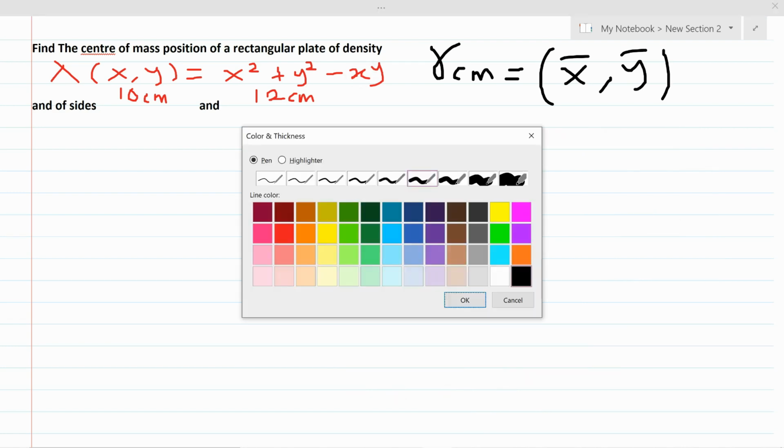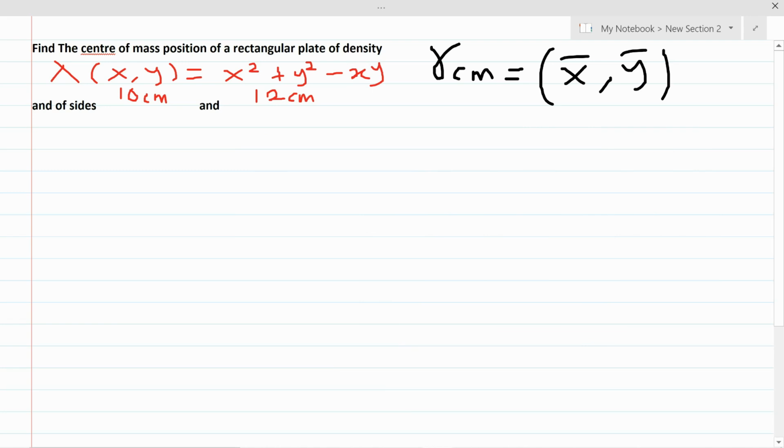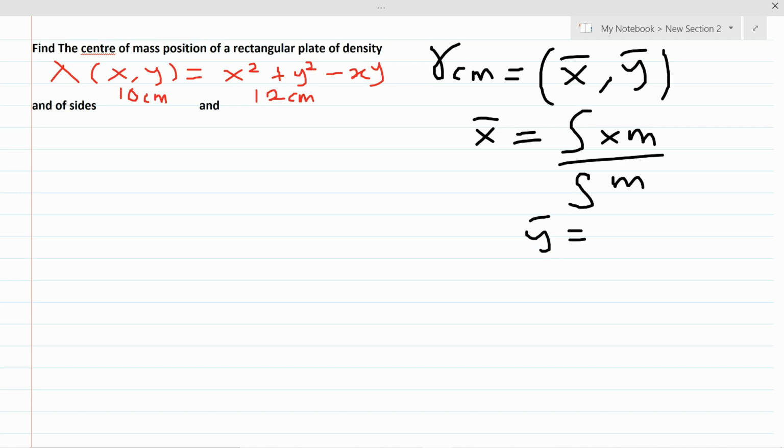Before we write the continuous formula, let's look at something. We are saying that center of mass deals with mass. So our x bar, like we said, should be equal to the integral of x times mass over the integral of mass, and y bar should be equal to the integral of y times mass over the integral of mass. The masses are small m's; I just made a mistake with the capital M.